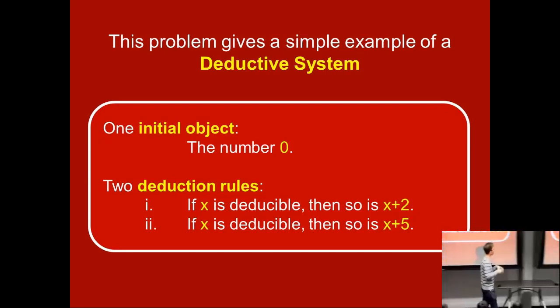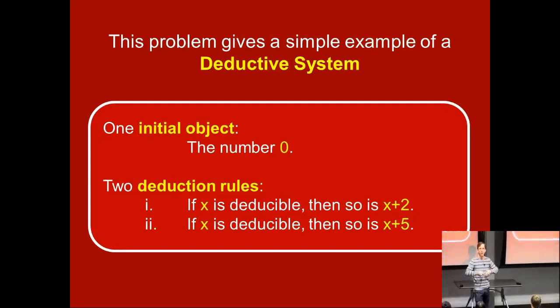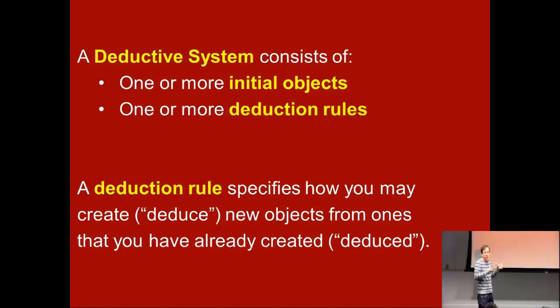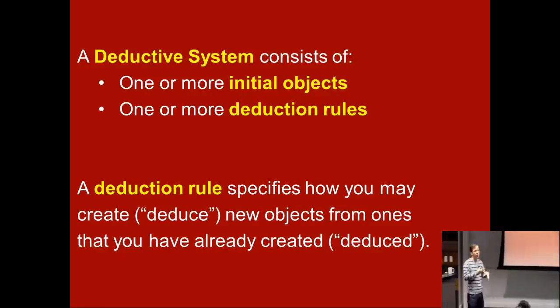Okay, so a deductive system is kind of like this. You have some initial objects and some deduction rules that tell you how you can generate new objects from ones you've already gotten. So this is exactly what I've just said. In general, it doesn't have to be numbers. We'll see some examples where it's not about numbers.